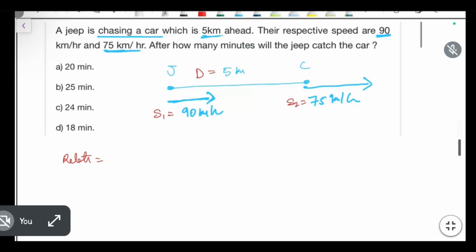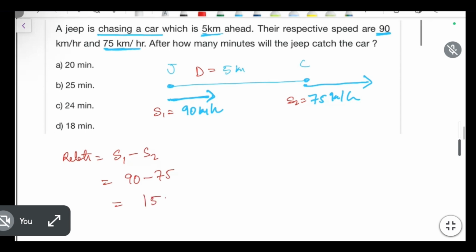So the relative speed formula was: if they are traveling in the same direction, it is speed 1 minus speed 2. Speed 1 is how much? 90, minus speed 2, which is 75. So 10 minus 5 is 5, and 8 minus 7 is 1. 15 kilometer per hour. This is the relative speed here.